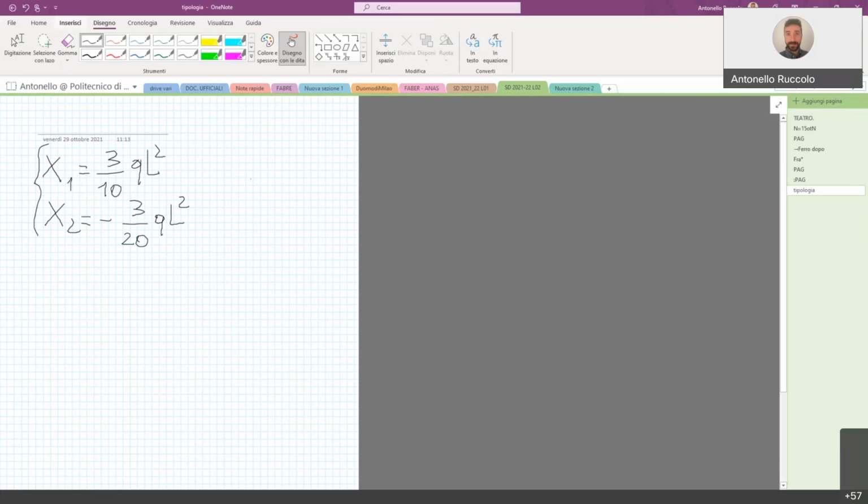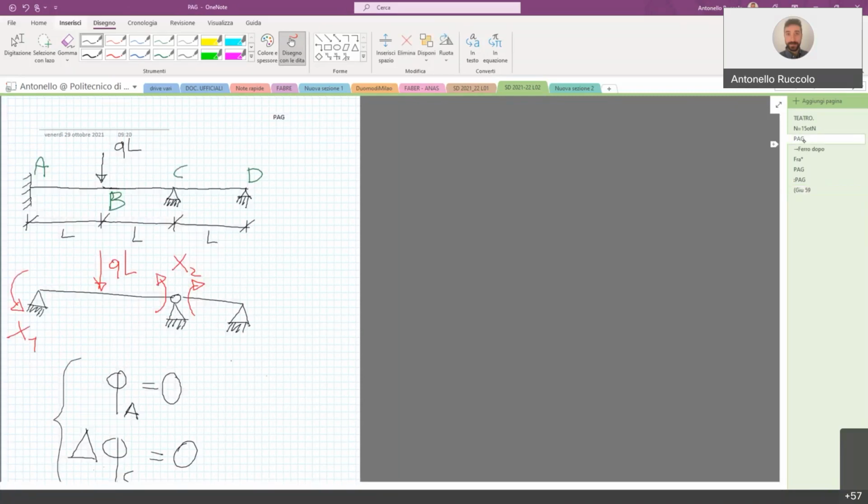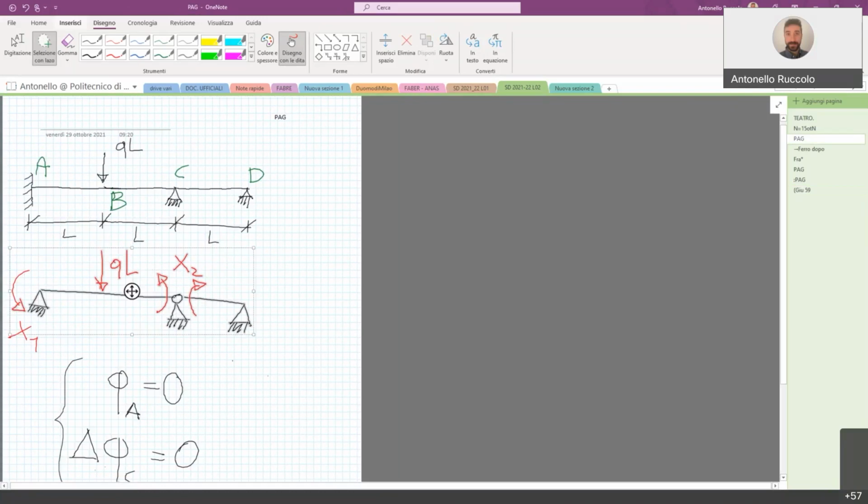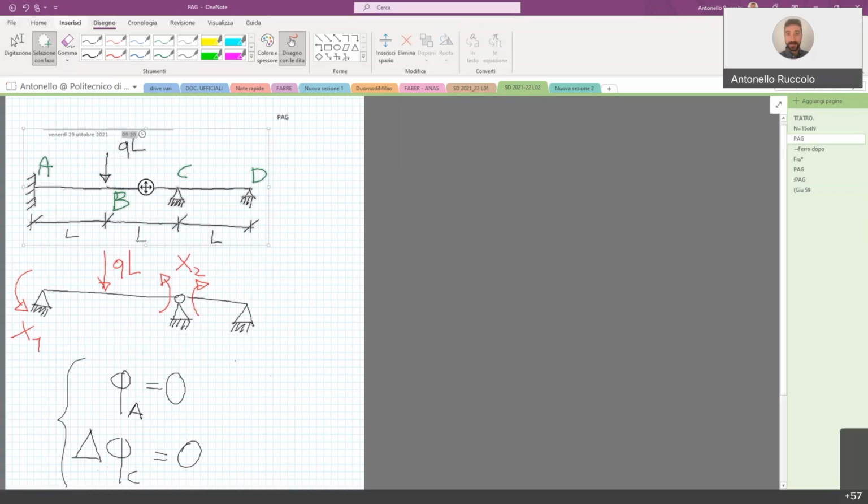This is the couple of static unknowns which, applied on this second structure, induce the same displacement, the same deformation, and the same internal forces that characterize the first one, because the structure is different, but we are imposing the same compatibility equations. So 0 rotation in the node 1 and 0 rotation in the node C.